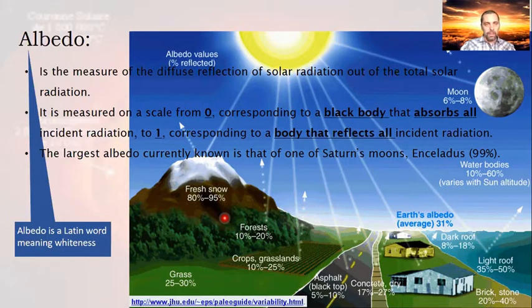The largest albedo currently known is that of the Saturn moon Enceladus, 99% albedo. It means almost 100% of the light is reflected from its surface. And the lowest, of course, the black holes, which take all the light and reflect nothing at all.